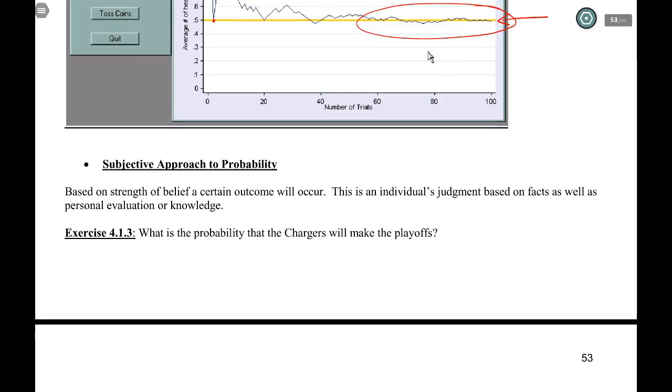The last type of probability is a subjective approach. This is just our feelings, based on facts or whatever knowledge you might have. So I always throw this ridiculous one here: what's the probability the Chargers will make the playoffs? Everybody is going to have their own number here, based on their own knowledge of the NFL and their own personal biases about the Chargers. So I won't even answer this one, but there are 3 types of probability. We focus in part 4 on the classic, and the subjective and the empirical are kind of left to the wayside.